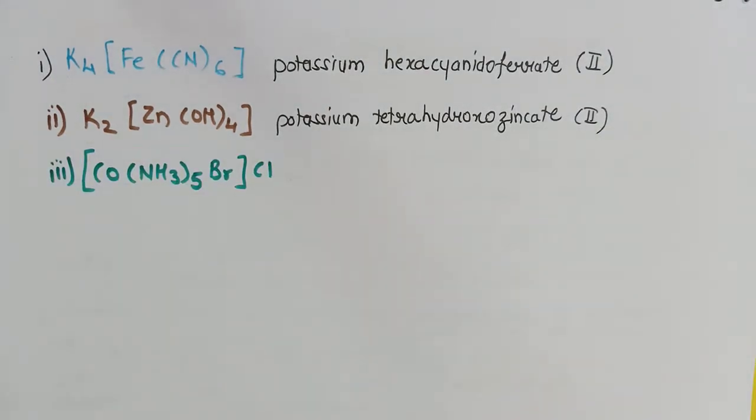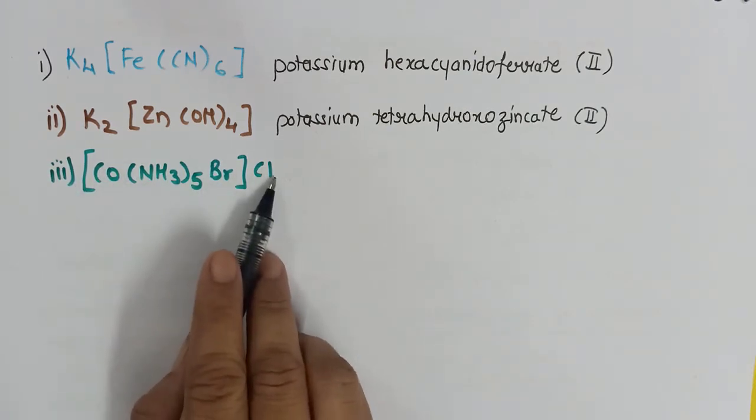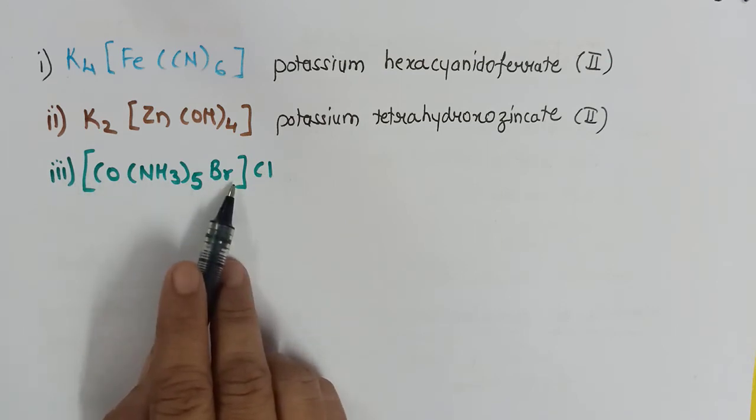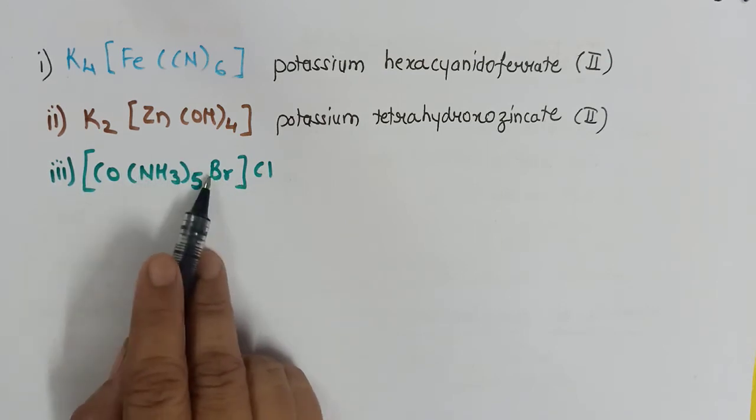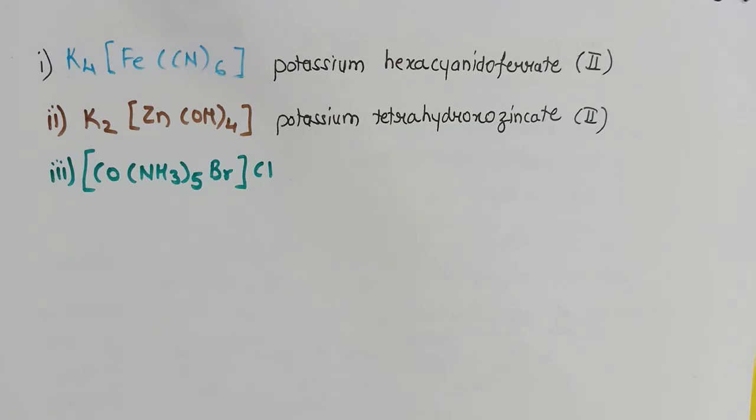Let us try to solve one complex example. Okay, so here is your example. The first rule, we move from left to right. So we'll name the complex ion first. In complex ion, we have 2 types of ligands. So we have to arrange them alphabetically.